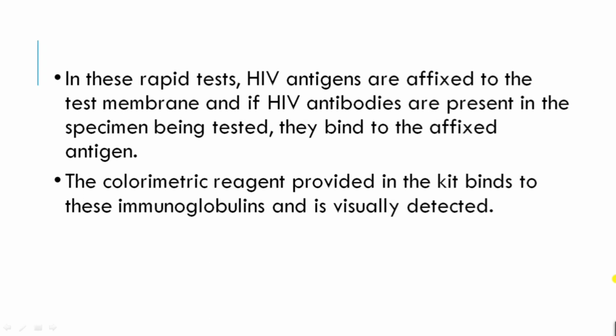In this rapid test, HIV antigens are affixed to the test membrane. You have a test membrane with an absorbent material where the HIV antigens are affixed. And if the patient's serum has HIV antibody, they will bind to the affixed antigen to form an antigen-antibody complex. Thus, a colorimetric reagent provided in the test kit will bind to this antigen-antibody complex and give a visually detectable color.